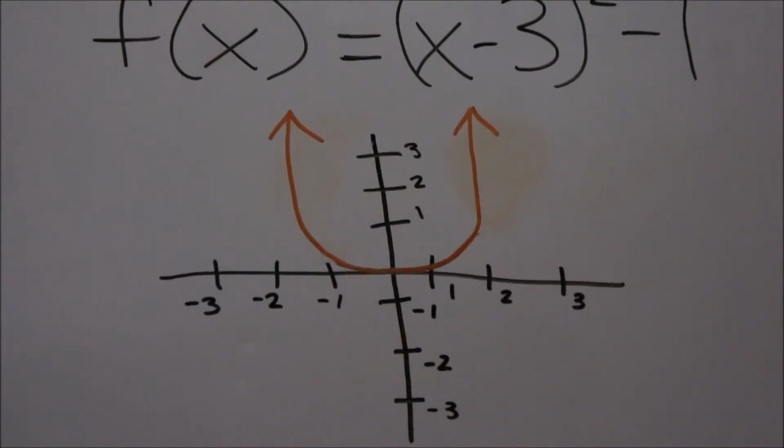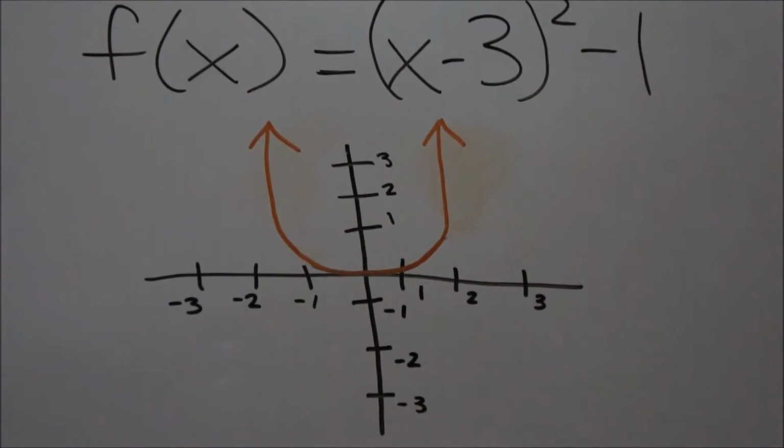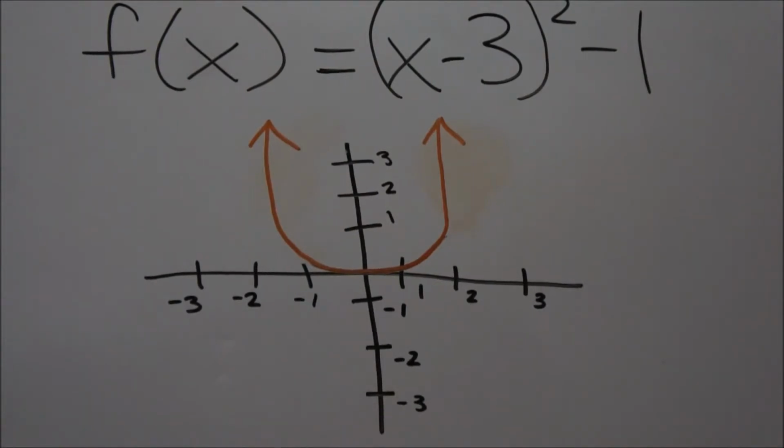If the equation said f(x) = (x + 3)² − 1, then the shift would be to the left rather than to the right. Now that we know the number inside the parentheses is responsible for the horizontal shift, let's learn about the vertical shift. When a number is subtracted at the end, the graph will shift down. When a number is added, the graph will shift up. It's that simple. Because the example equation says minus 1, the graph will shift down 1 unit on the y-axis.